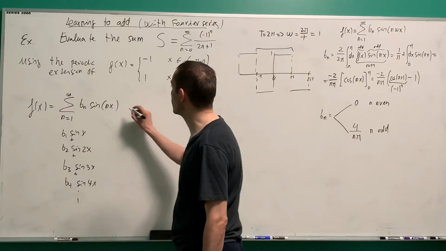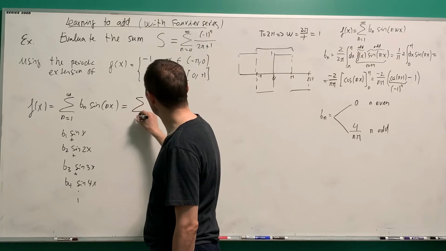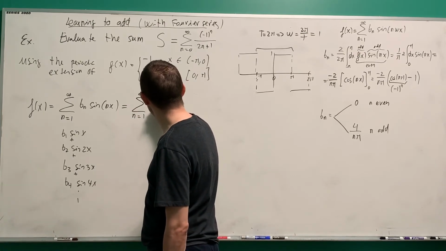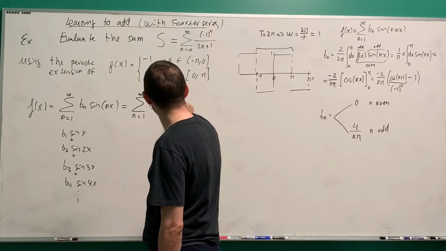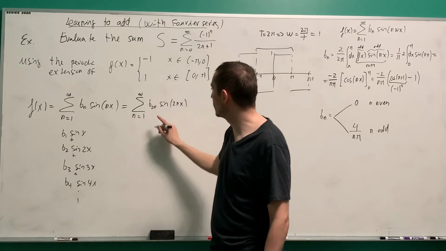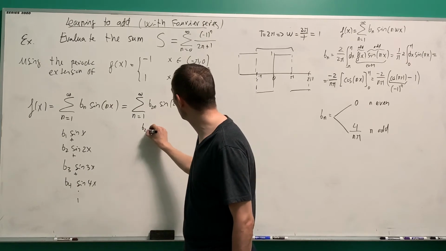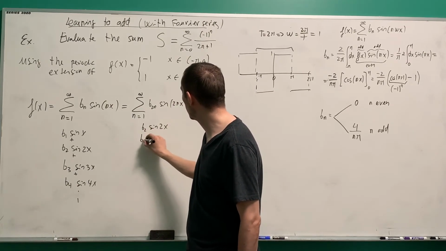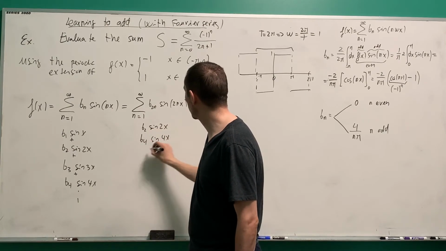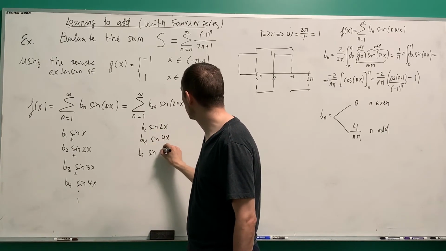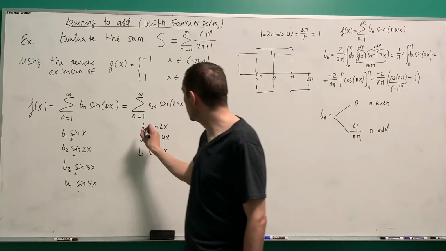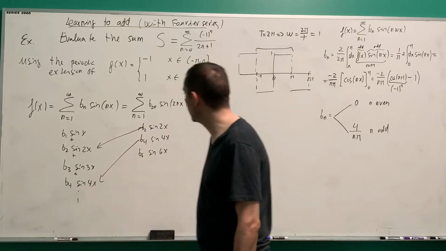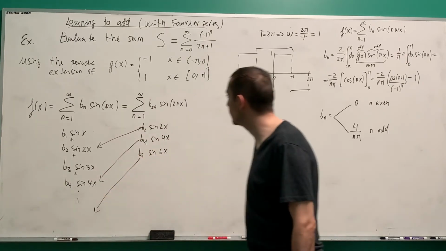Let's separate it into even and odd. So sum, n equals 1 to infinity, b2n sine 2nx. What are the summands contained here? Well, for n equals 1, this is b2 sine of 2x. For n equals 2, this is b4 sine of 4x. For 3, it would be b6 sine of 6x, right? So these are the even terms, all right?